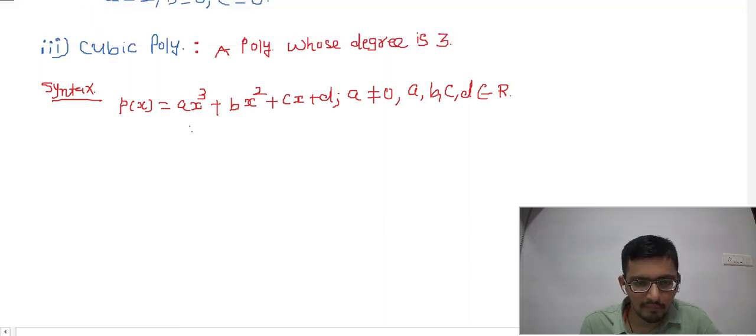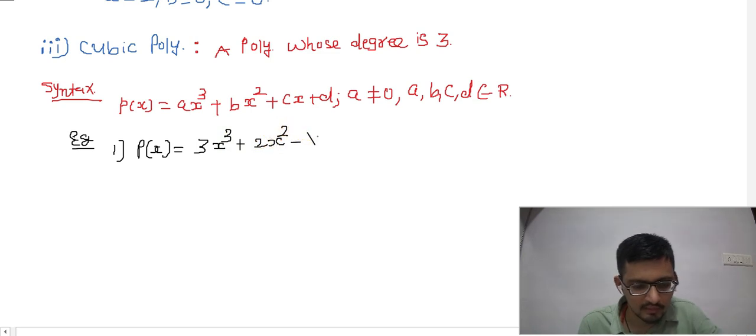And why can a not be 0? If I keep a equal to 0, it will become a quadratic. This term will go, but we want this term because the degree should be 3. Now for an example, p of x is equal to 3x cube plus 2x square minus 7x by 2 plus root 11, for example. Any random, because a, b, c, d can be any real number. Comparing with standard form, a is 3, b is positive 2, c is negative 7 over 2, and d is root 11.